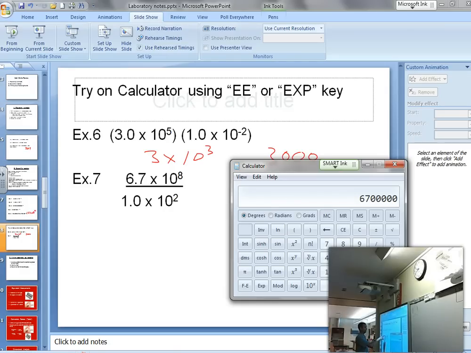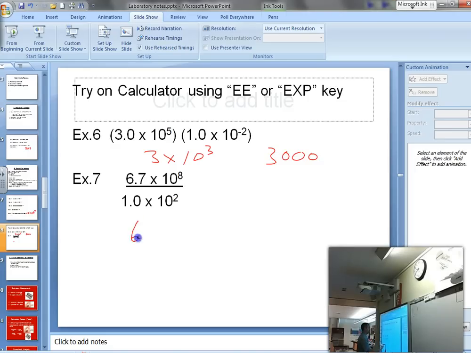Okay? And again, you could do the same thing in terms of your math skills. 6.7 divided by 1, of course, would be 6.7. And then when you divide by powers of the same base, again, you just subtract the exponents. So 6.7 times 10, 8 minus 2 is 6, and that is the equivalent to what we just got.